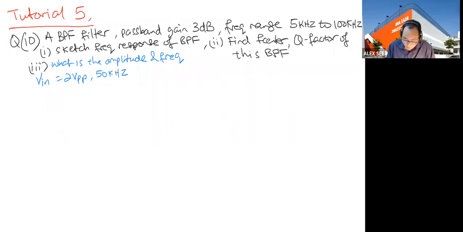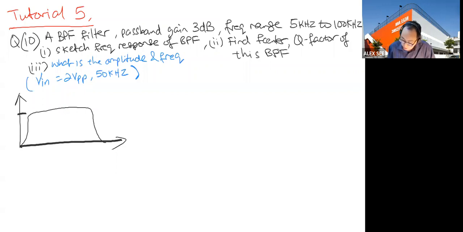Okay, it's applied to this filter. What happens? I think maybe the answer here has a slight error, that's why I also picked it up. So you are supposed to first of all sketch the frequency response. Sketching the frequency response should be quite clear cut, something like this.